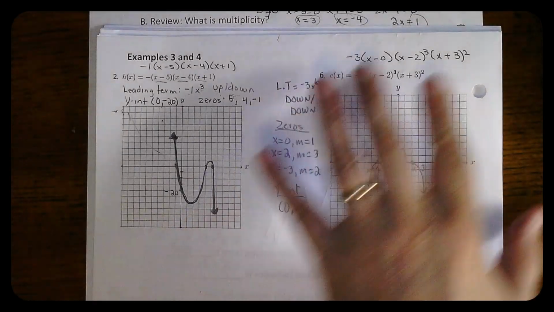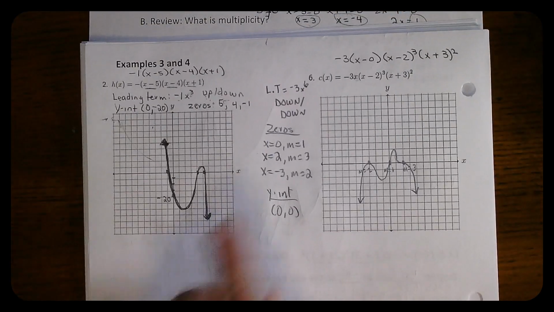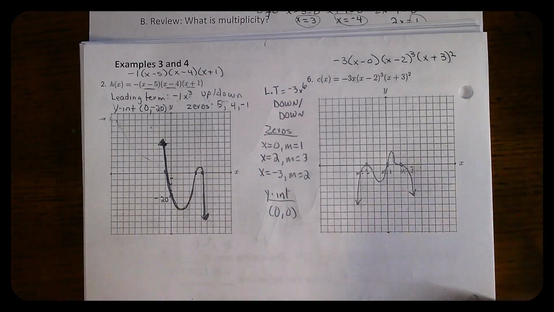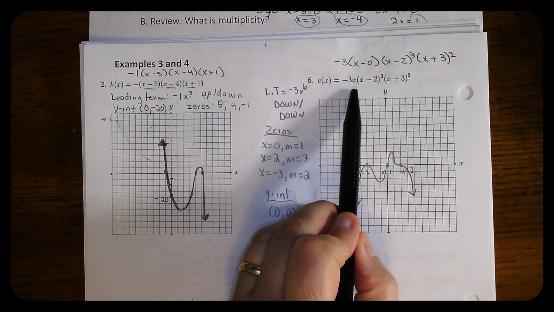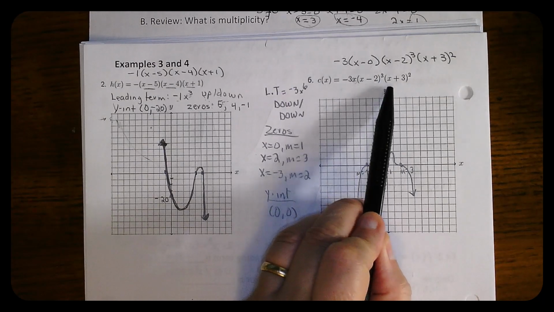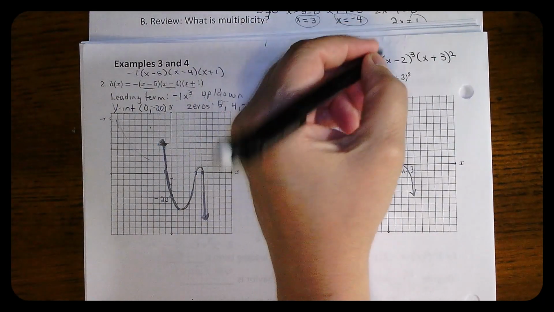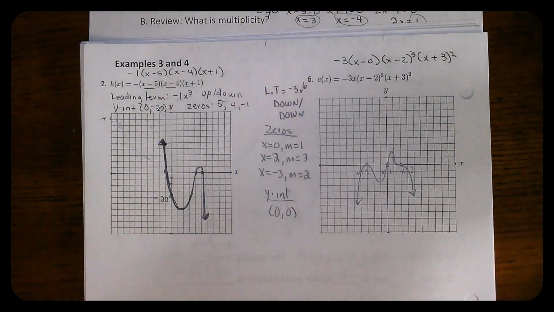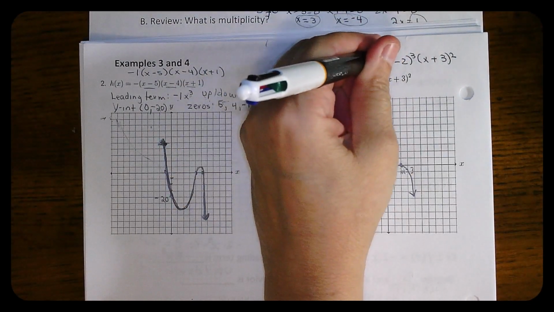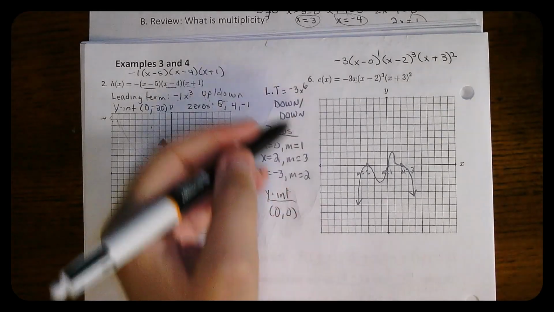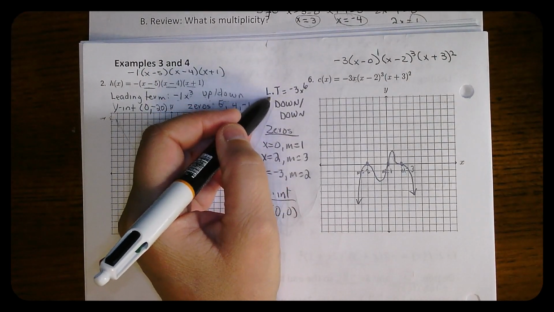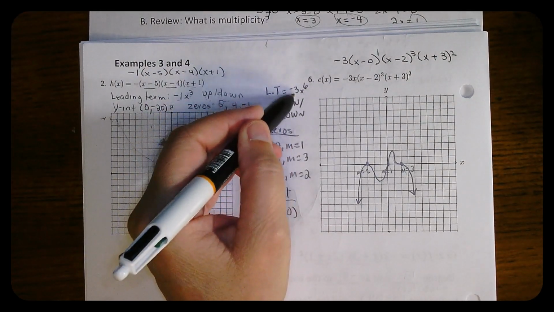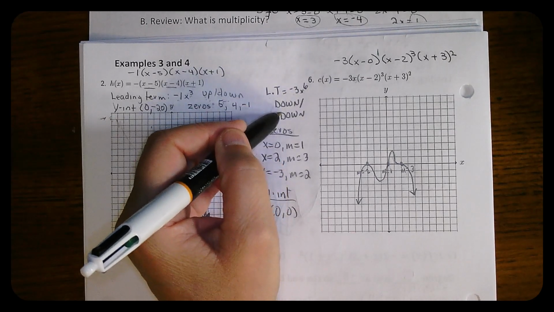All right, so this one, how'd you do? I got a leading term of -3 times x cubed times x squared. So if you just add up these exponents here, there's a 1 there, plus 3, that's 4, plus 2 is 6. So -3x to the 6th, that's an even degree, and a is negative, so that's down, down.